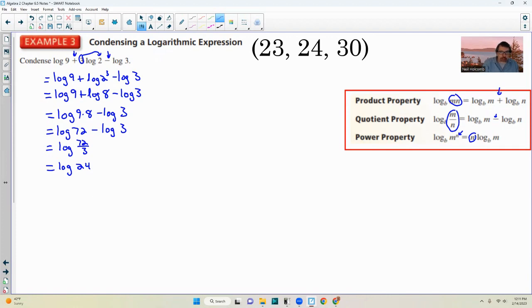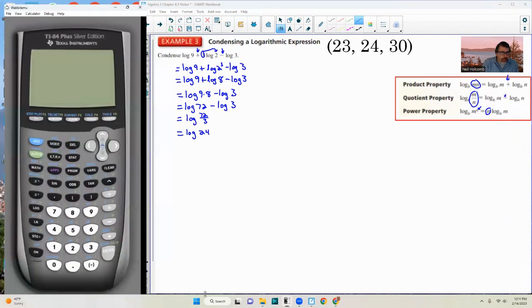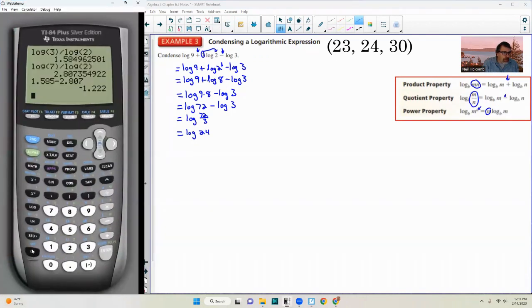Okay, and I'm going to just for kicks show you that in the calculator. So where'd my calculator go? There it is. So if I clear this and I go log 24, enter, I got 1.380. So this up here should be equal.